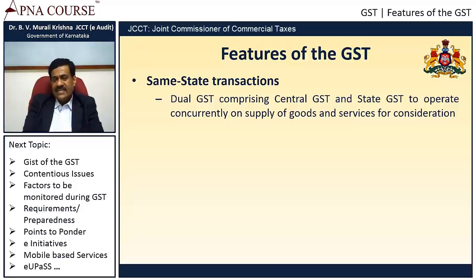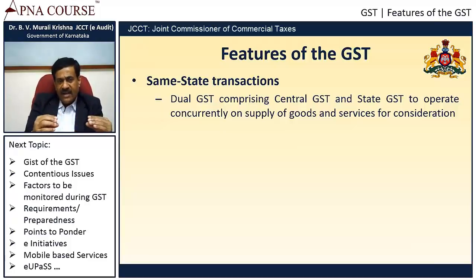We have a dual GST comprising central GST and state GST to operate concurrently on supply of goods and services for consideration. Earlier they used to levy independently on different facets of a transaction. The central government used to levy at the removal of goods or on the service rendered, and the state used to levy when the goods had been sold. Now they both will operate concurrently on the same supply of goods and services for consideration.